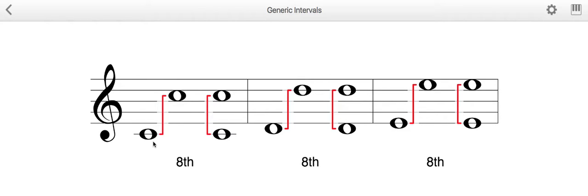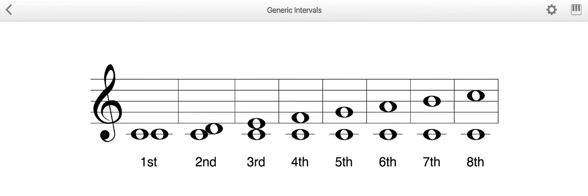Now, when we get to the next note name that's the same as the other, it's the same pitch class. Remember that from chapter 1. We now have an eighth or an octave. 1, 2, 3, 4, 5, 6, 7, 8. C to C, D to D, and E to E. All right, so here's a chart of generic intervals. And you can transpose those to any clef or pitch.